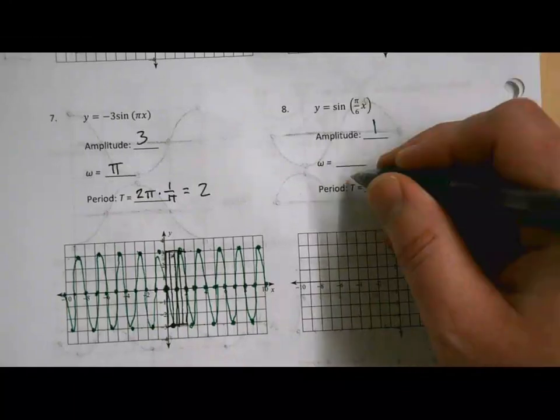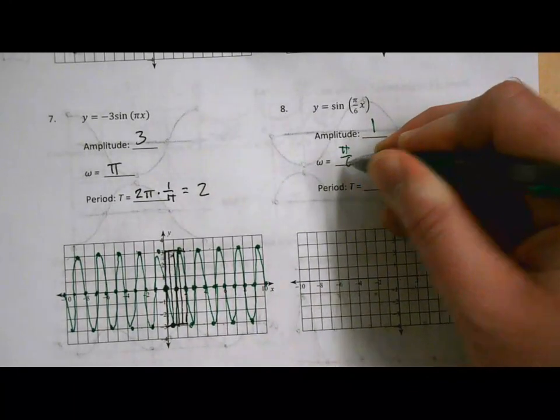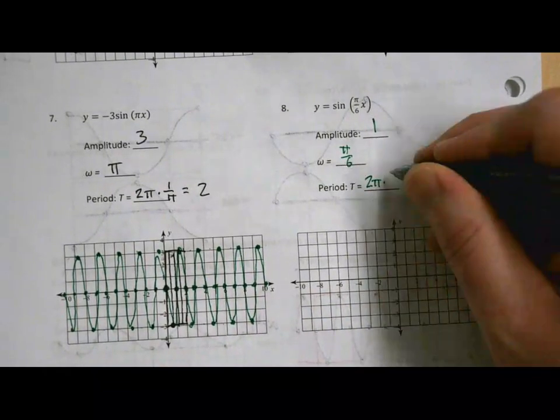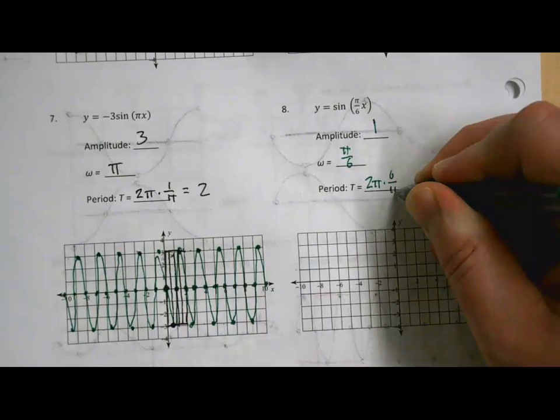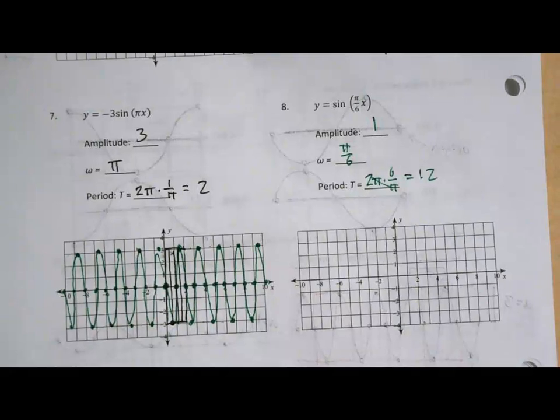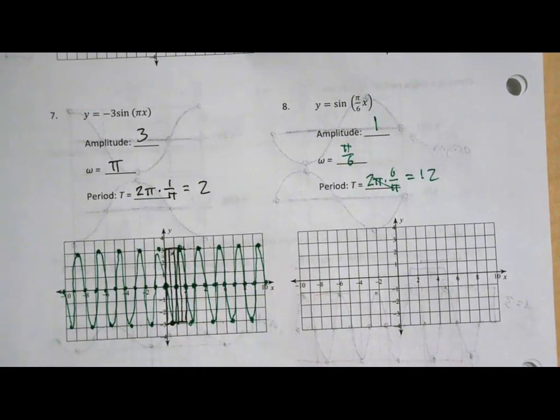Omega comes from the equation. It's pi over 6, so that makes the period 2 pi times the reciprocal of that. Pi's cancel, 12. Oh, I like that. That's nice and wide. Little bit of a problem though, it's too wide to fit on this thing.